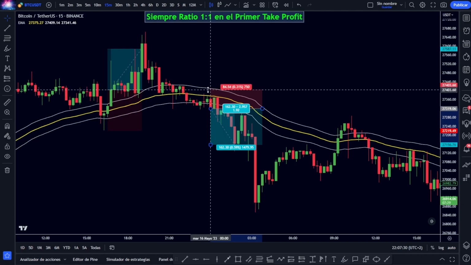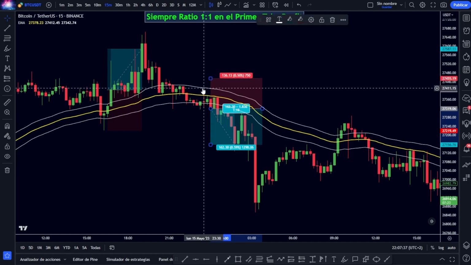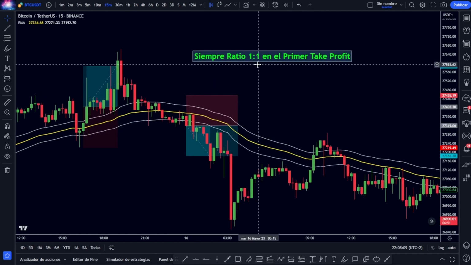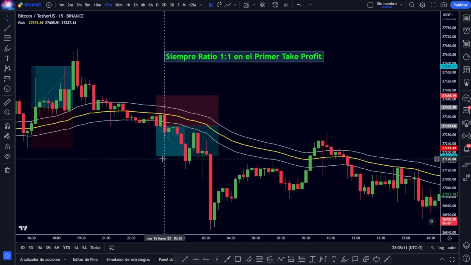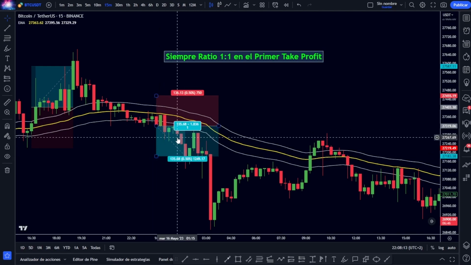The stop loss, we place it above the previous highs, which are also above the top of that average, and as the main rule says, the first take profit will go to ratio 1-to-1.